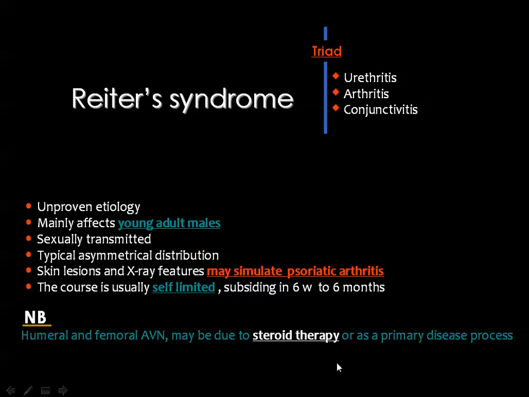And Reiter syndrome is a triad composed of urethritis, arthritis, and conjunctivitis. The etiology of the disease is unknown, and it usually affects young adult males. And this disease is sexually transmitted with asymmetrical distribution. The skin lesions and X-ray features may simulate psoriatic arthritis, but you go to the clinical triad, of course, the urethritis and conjunctivitis. The course of the disease is usually self-limited and may subside within 6 weeks to 6 months.